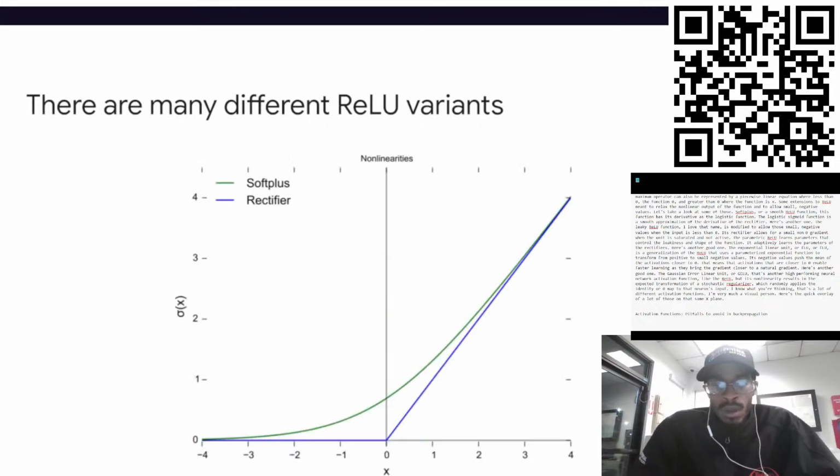Softplus, or a smooth ReLU function. This function has its derivative as the logistic function. The logistic sigmoid function is a smooth approximation of the derivative of the rectifier.